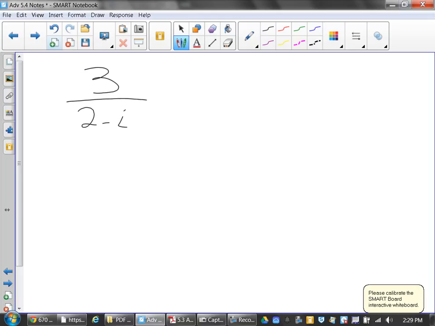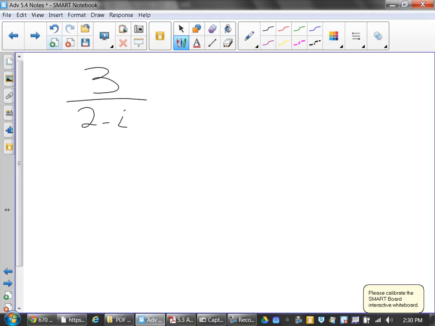Let's say you have this fraction and we're going to simplify it. 3 divided by 2 minus i. Just like we did not like to have radicals in the denominator, we don't like to have imaginaries in the denominator. So we're going to multiply it by its conjugate. Because if you multiply the denominator by the conjugate, the i's go away.